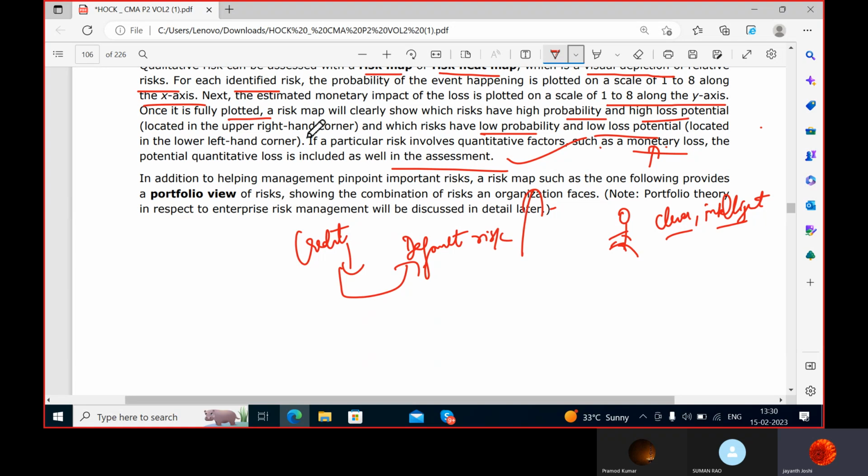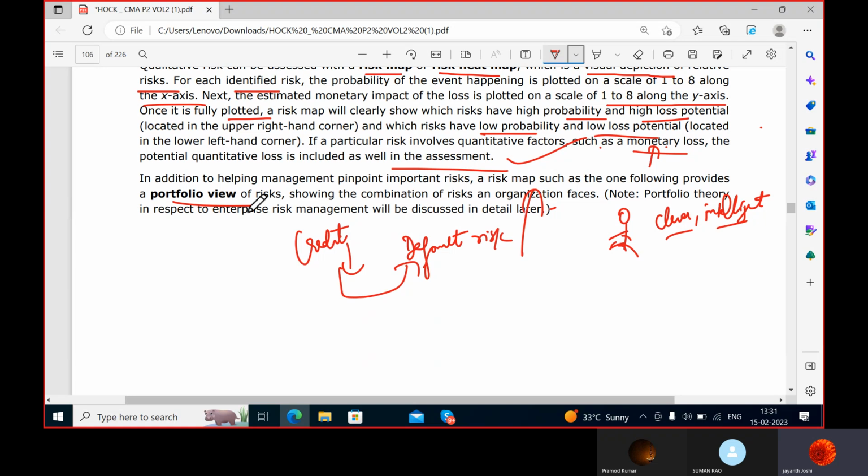A risk map such as the one following provides a portfolio view of risk. Portfolio view of risk is nothing but there are a lot of risks which are connected to each other or related to each other. So we are seeing the depiction is about the combination of risk. That means it's not only the risk we are seeing in isolation. We are seeing how the risk which is related to another kind of risk can have a collective impact on the monetary loss.